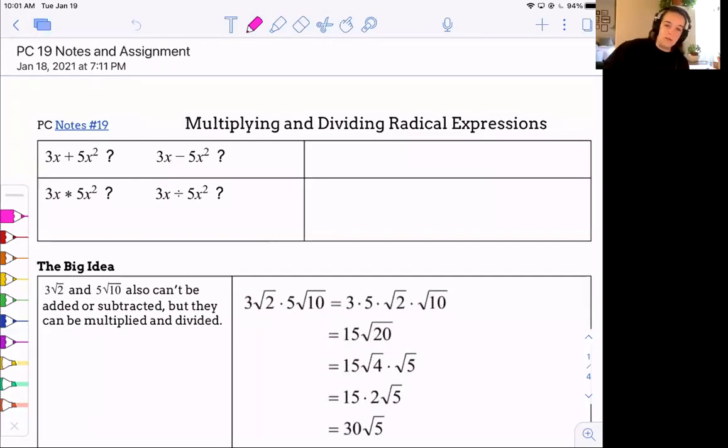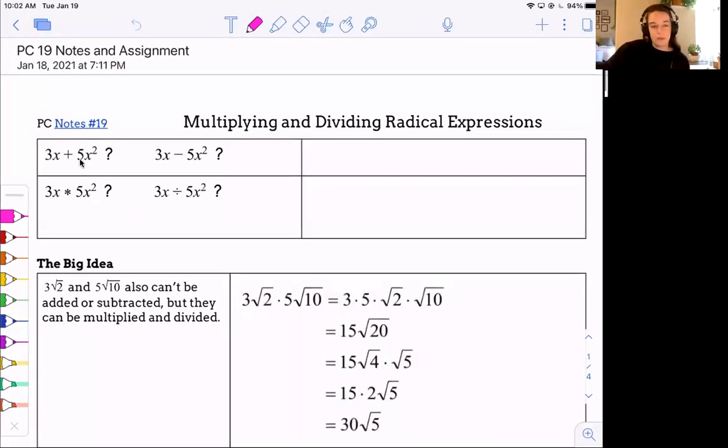So, from what you remember last week, or in your life in the past, are we allowed to combine 3x plus 5x squared, or is this the most simple that it could possibly be? Gally says no, we're not allowed. Everybody agrees with Gally. Anyone disagree? Okay, cool. So we are not allowed.